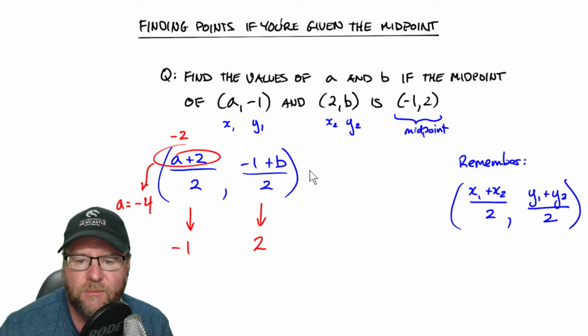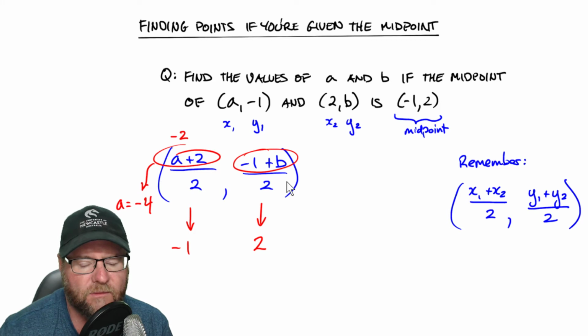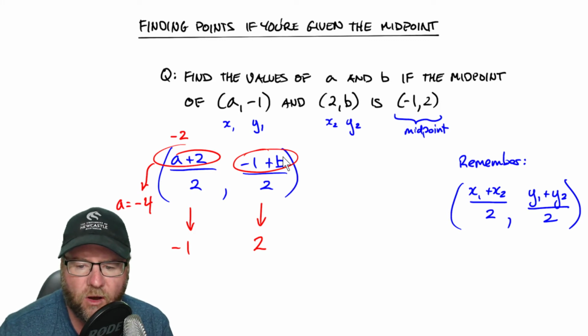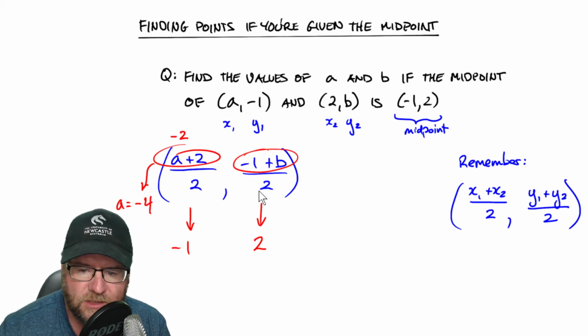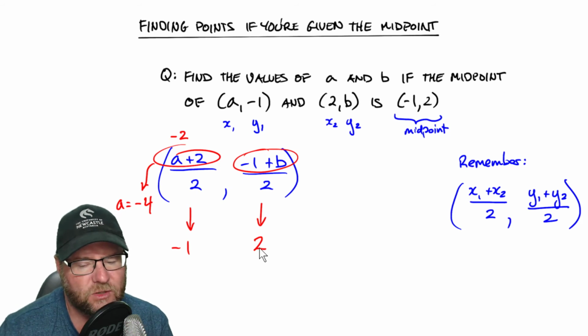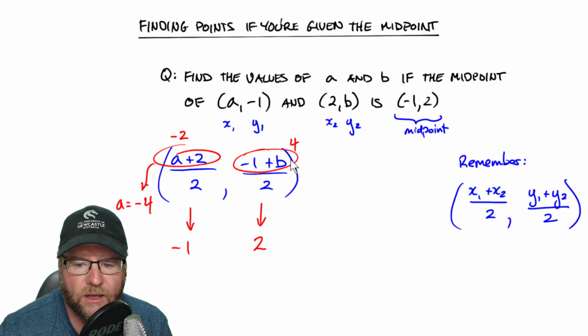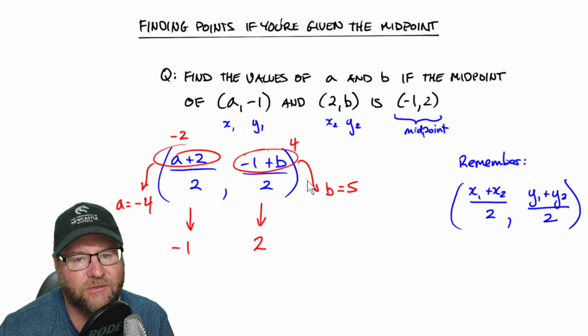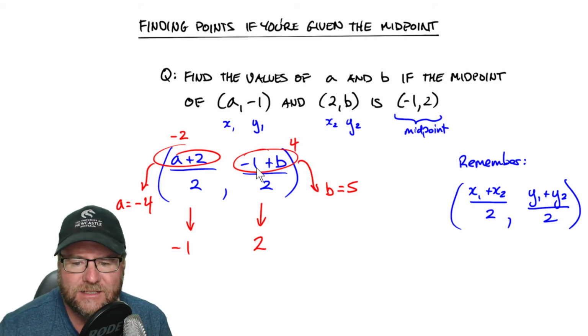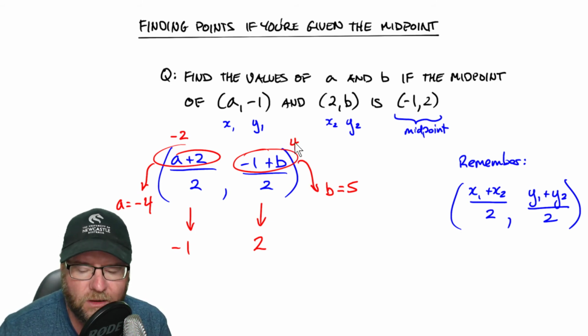Let's do the same thing now, but this time for the y values. This bit on the top, for the whole fraction to equal 2, is going to have to equal 4, because 4 divided by 2 will give me 2. What value can I replace the B with to get me a value of 4? Well, with the -1, I'm going to have to add 5 to that. So -1 plus 5 gives me 4. 4 over 2 gives me my 2.